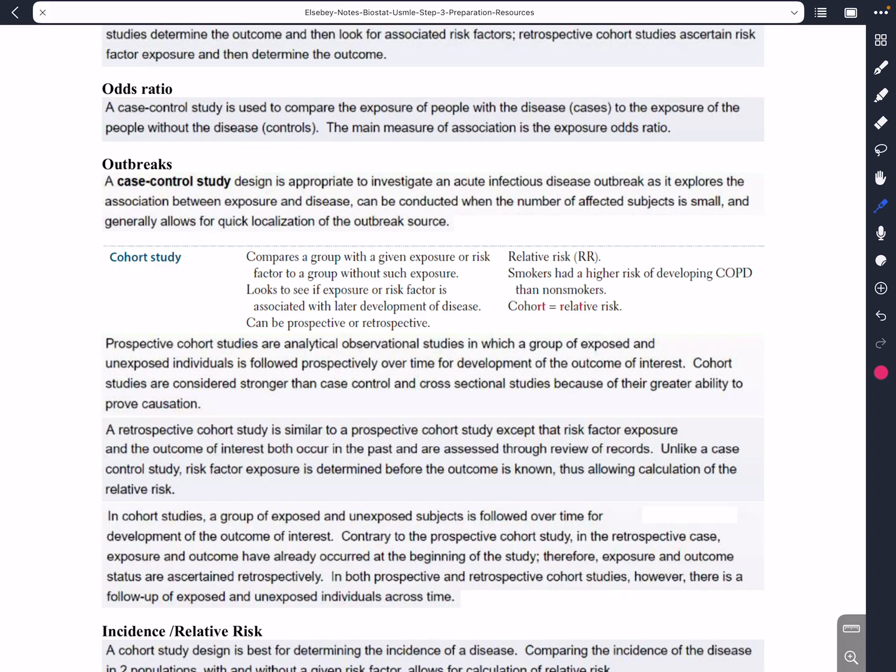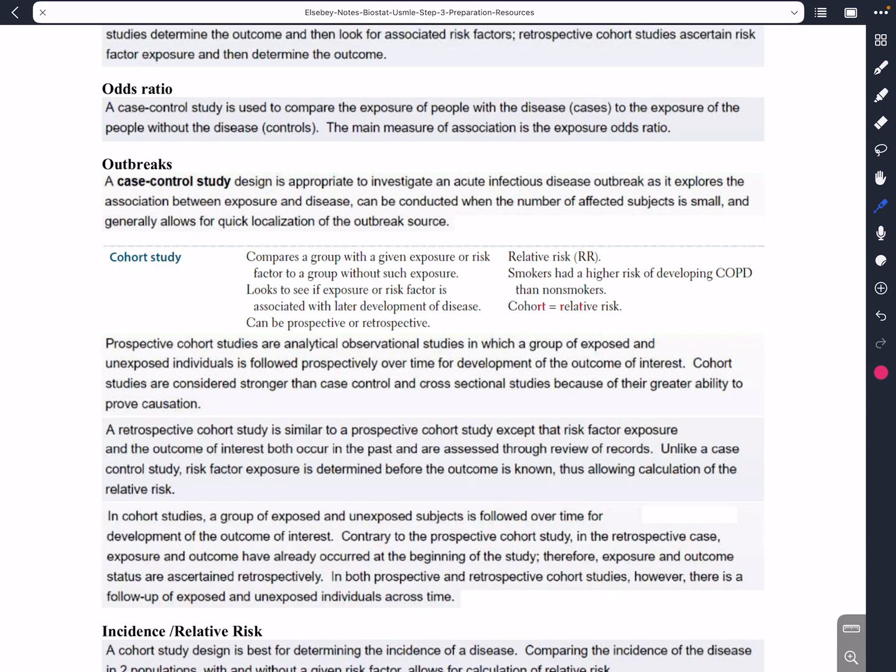In order to find out the possible association of risk factors with the exposure, I have to be very careful what words I use. I cannot say diagnosis because you're not diagnosing anything. You are just relating risk factor to the exposure. So for outbreaks, you use case control study.